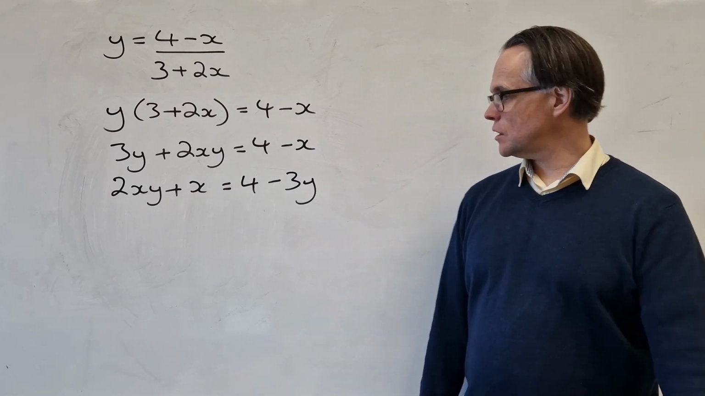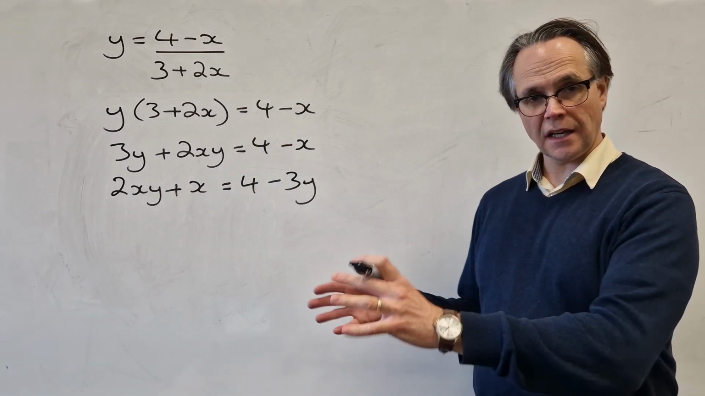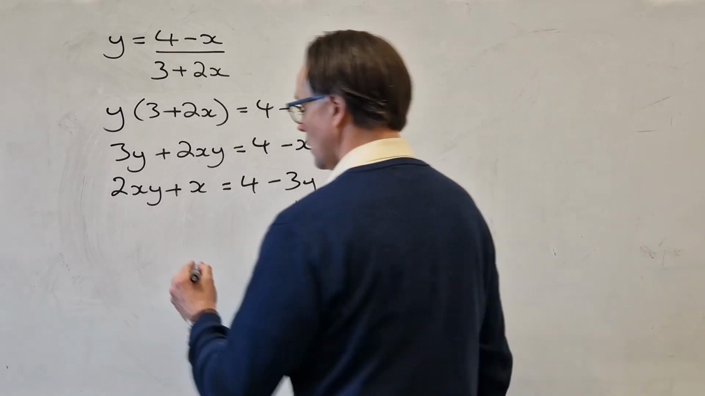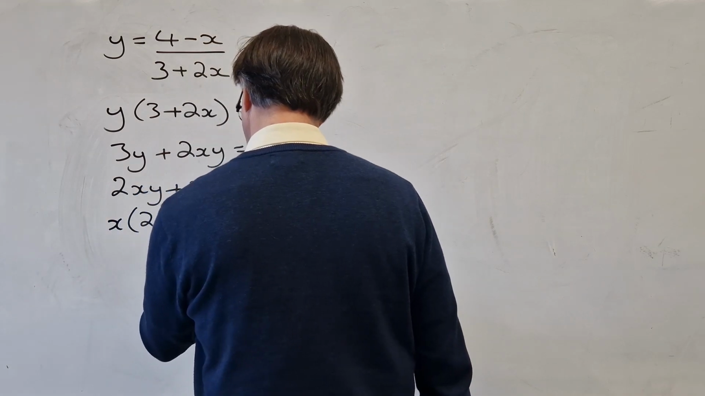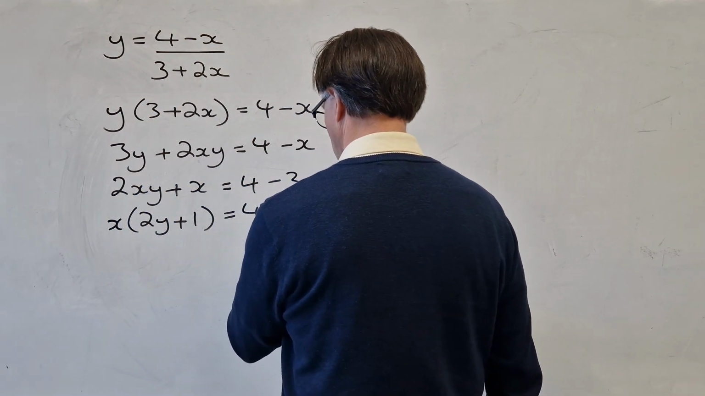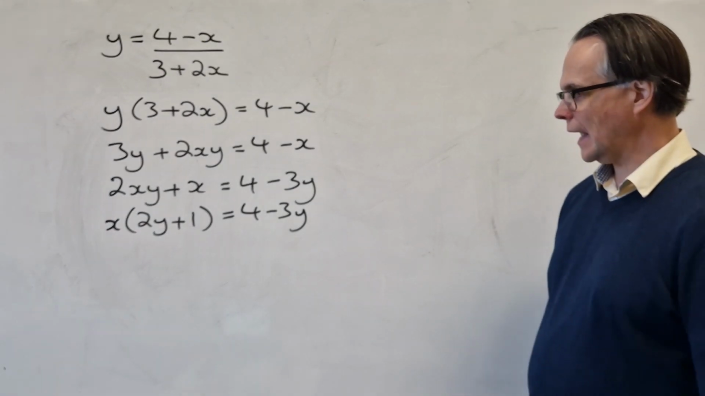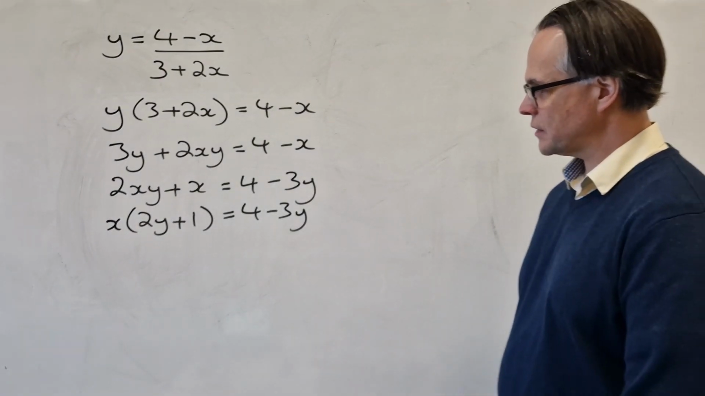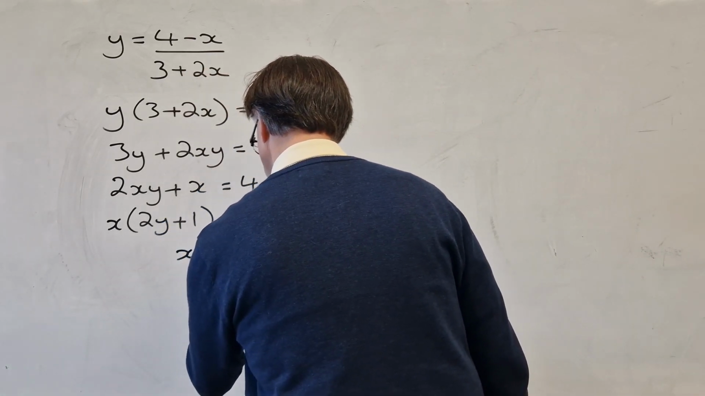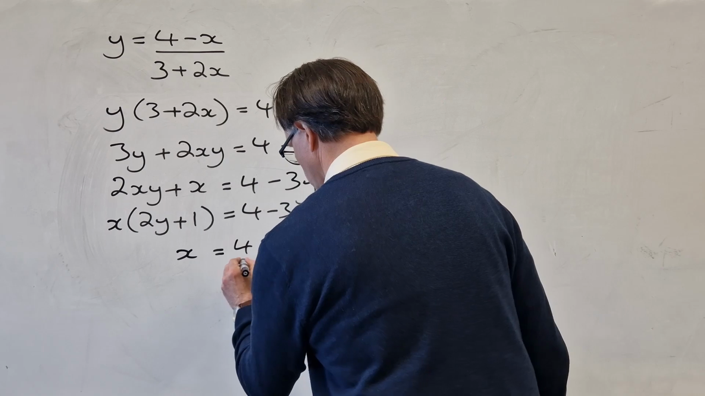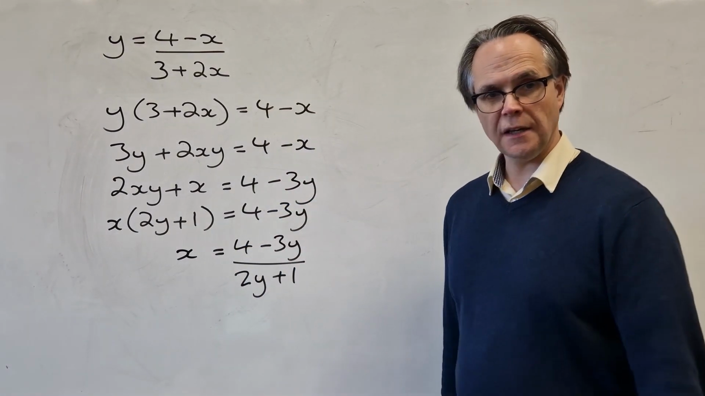Now, because we want x to just appear once, the way to do that is to factorize this and take x outside of the bracket. So you can see now, x only appears once. And to finish it off, we just divide both sides by 2y plus 1. And that's it.